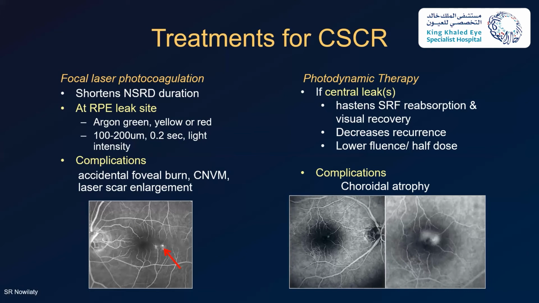You can have choroidal atrophy as a complication because the PDT tends to create closure of the choroid capillaries, so there may be atrophy, and there may be some decreased vision if it hits the fovea. So you try as much as possible not to hit the central fovea. You definitely try very much not to hit the optic nerve there.